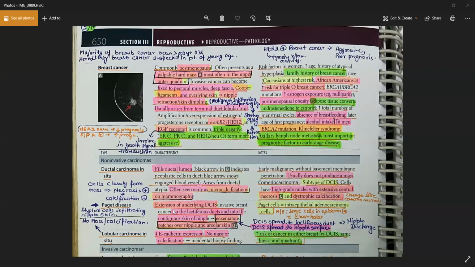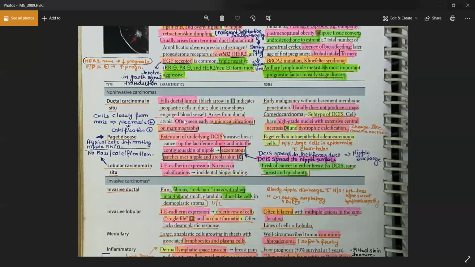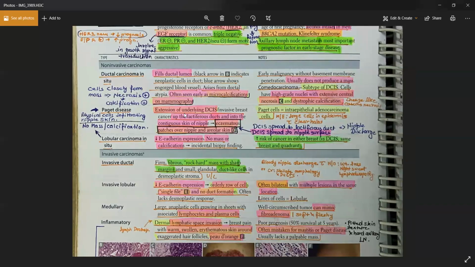Okay. Now let's discuss what different types of cancers you have. You have two types of cancers, the non-invasive ones and the invasive ones. The non-invasive ones are the benign type, and the invasive ones are highly malignant or aggressive type, okay.